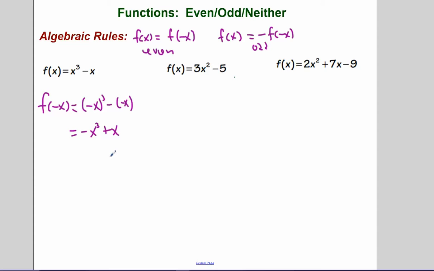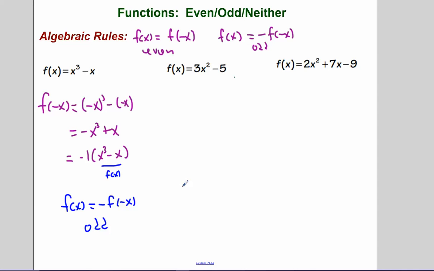Now what I can do is I can factor out a negative 1. Let's go ahead and do that. X to the third minus x. Well, this right here is my f of x. This is my f of x right here. So what I have is negative 1 times f of x. All right. So we have our rule, f of x is not equal to f of negative x, so we know it's not even, but it is equal to the opposite, negative of f of x. So we have an odd.